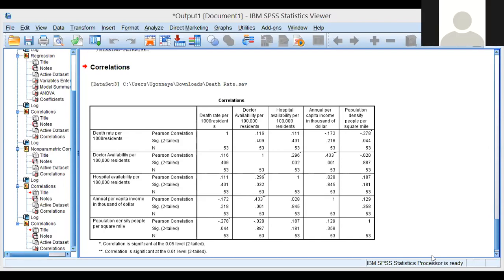In fact, yeah, I think it makes sense because it's actually supposed to be that as doctor availability is increasing, the death rate is supposed to be decreasing. Yes, but that's not what it's showing. I don't understand, because a negative correlation is supposed to go negative. And that's what the data say. You know, it doesn't matter.